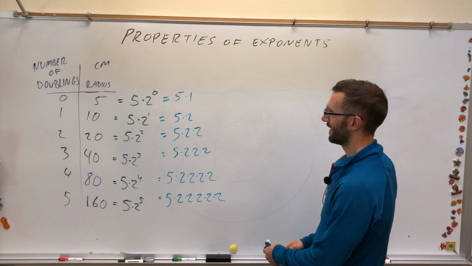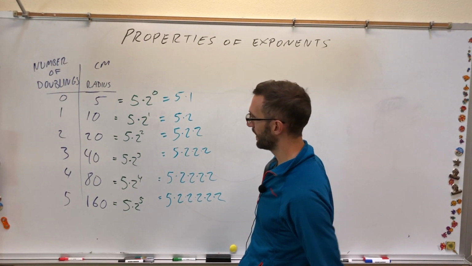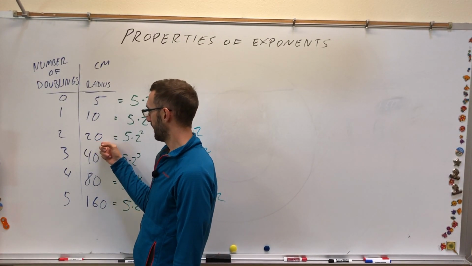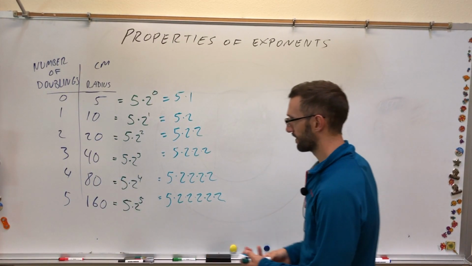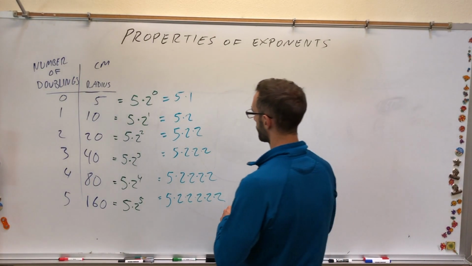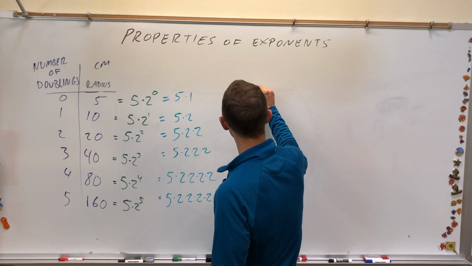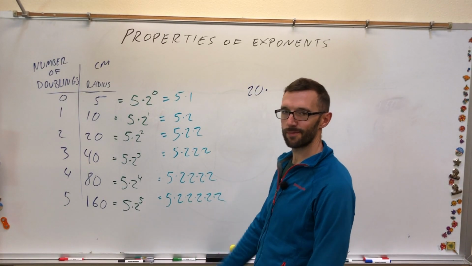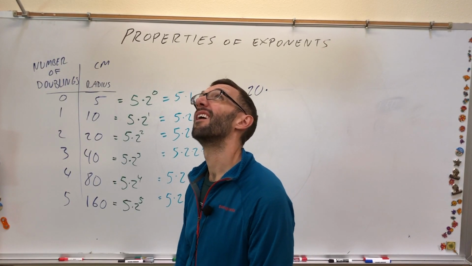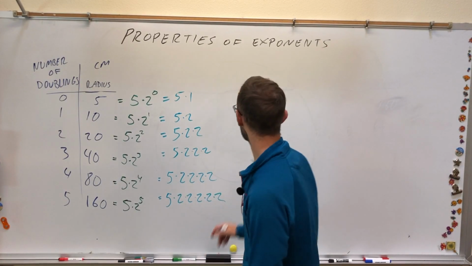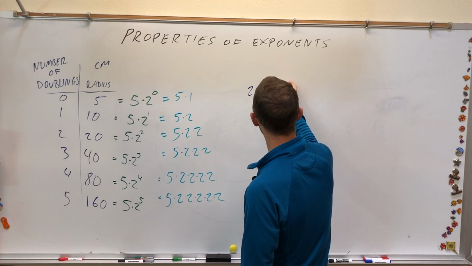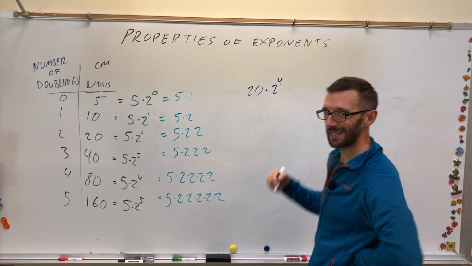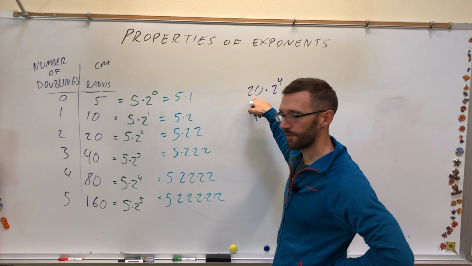So let's play around with this a little bit. Let's say we had 20, but then we're going to see what happens if we double that by some other number of doublings. Let's just make one up. We'll do 4 more doublings. So 20 times 4 doublings would be this. So let's break this down a little bit. But first let's break down the 20.